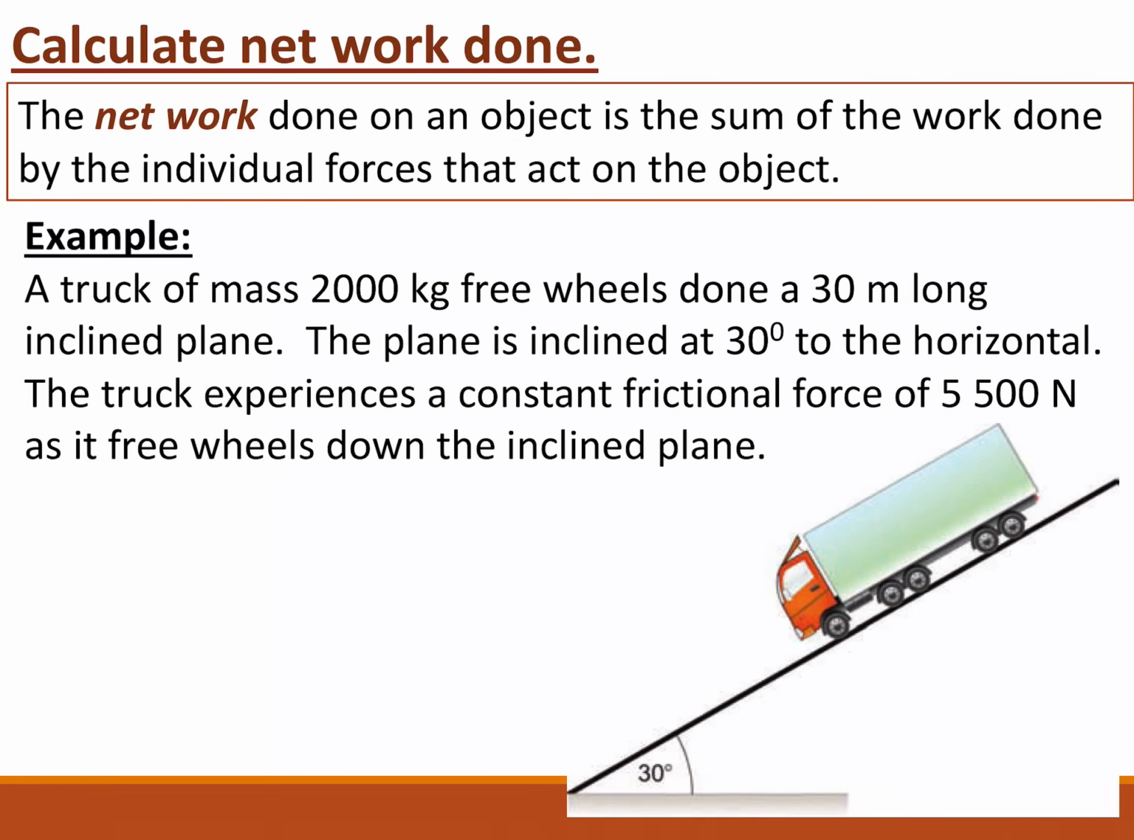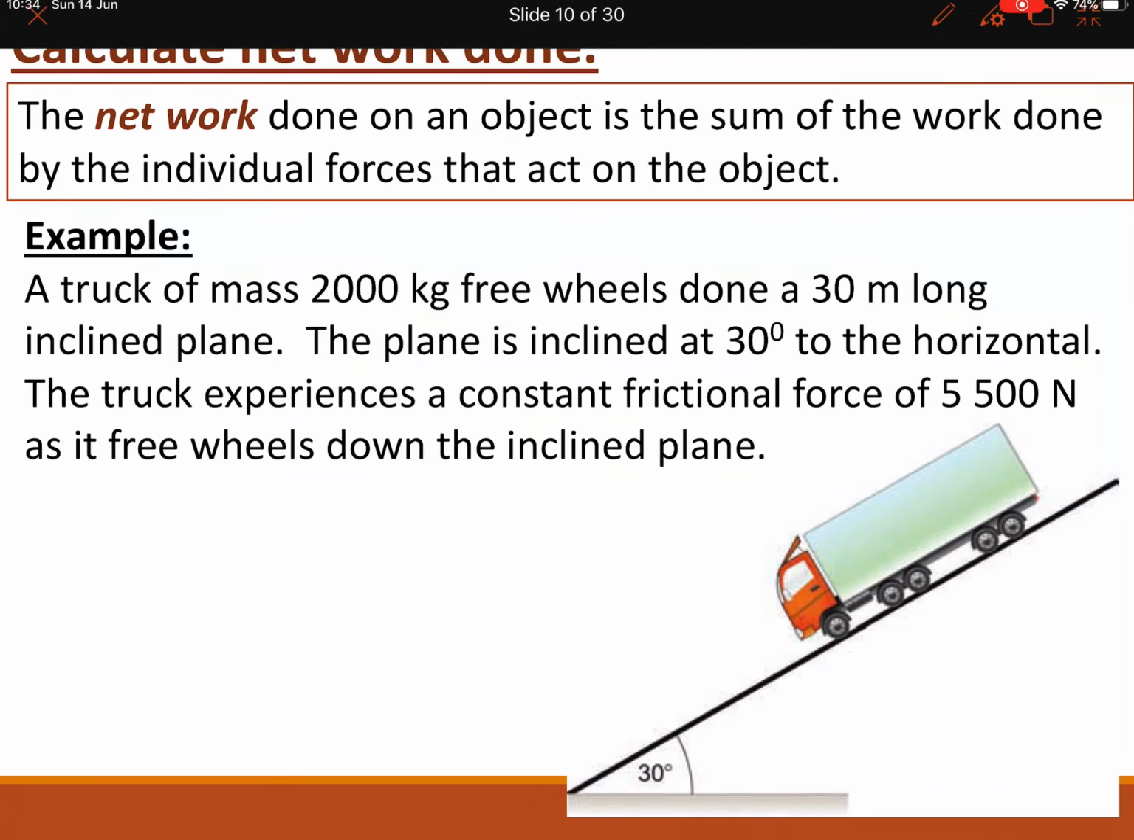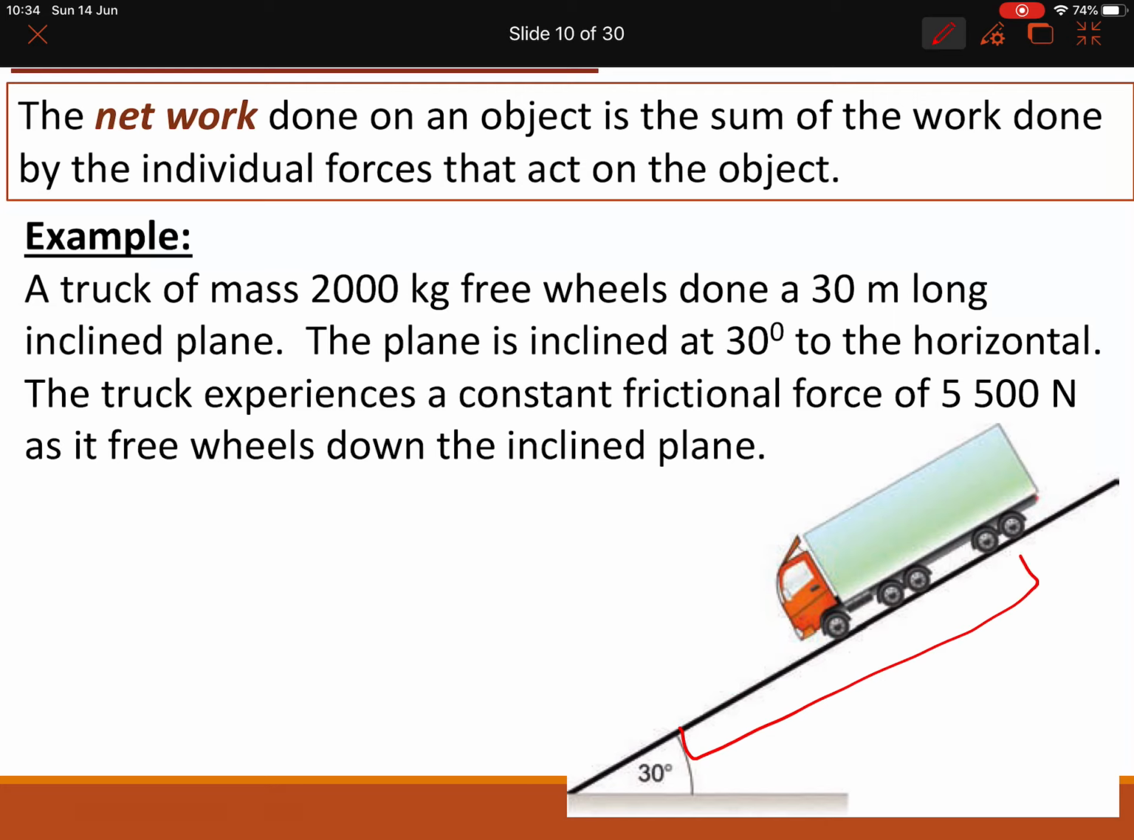So a truck of mass 2,000 kilograms, free wheels, which means brakes aren't being applied, the foot isn't on the accelerator, they're allowing it to just move under the force of gravity, down a long 30-meter long incline. So the distance, delta x, that the truck is going to move is 30 meters. The plane is inclined at 30 degrees. The truck experiences a frictional force of 5,500. So that's in that direction.